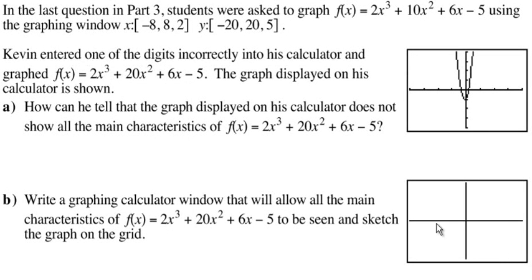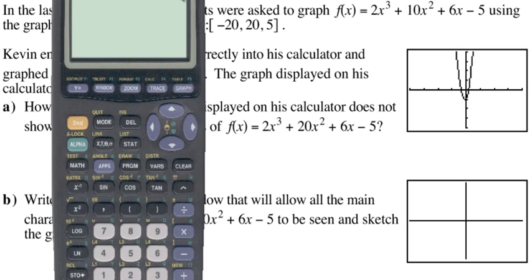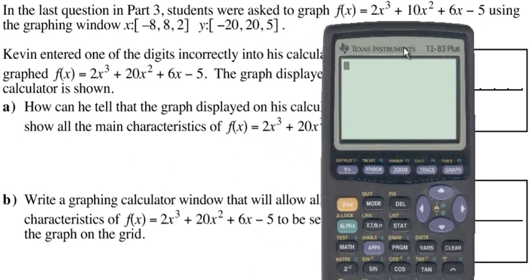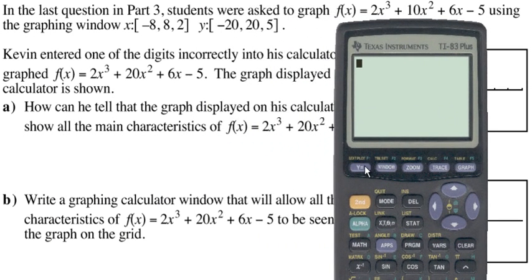Okay, in the last question in part 3, students were asked to graph a cubic using the following graphing window. I'm going to actually do this so we can follow along because they start with one graph and then they change it. So we're supposed to graph 2x cubed plus 10x squared plus 6x minus 5 using a window that goes from -8 to 8, scale of 2, and y is from -20 to 20, scale 5.